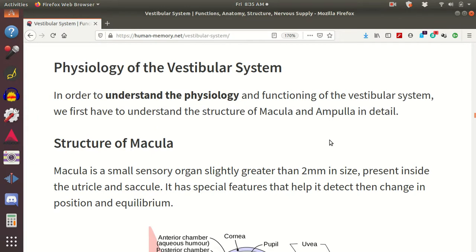Physiology of the vestibular system. So in order to understand the physiology, we need to understand the structure of the macula and ampulla in detail.